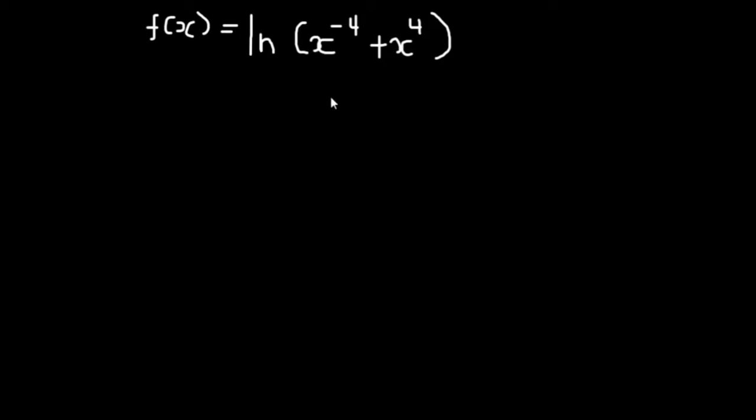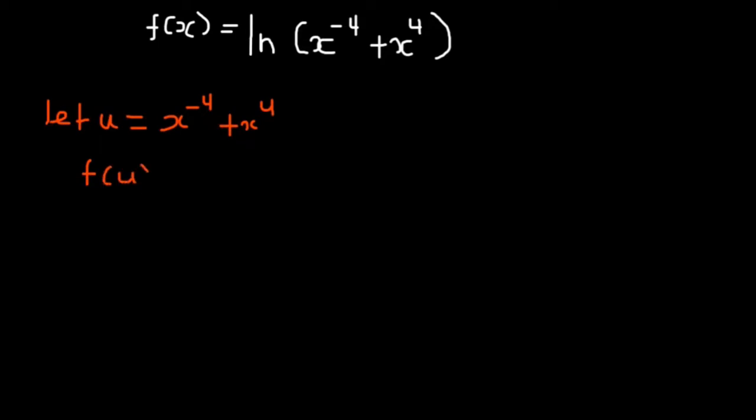It will be easy if you represent the expression in the bracket as a single variable. So you can see that, let's say, let u equal the expression in the bracket, x to the power minus 4 plus x to the power 4. So now you will have the function to be f of u.